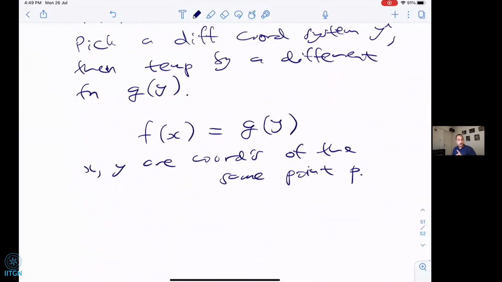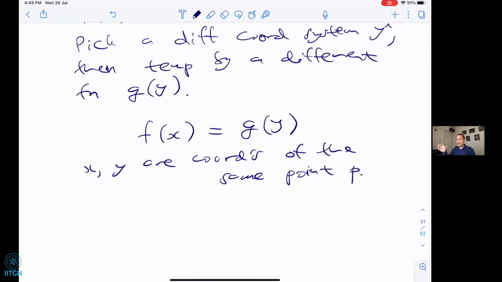And the constraint on it is that the function f evaluated at the point x in Cartesian coordinates is the same as the other function g evaluated at y, where x and y describe the same point on the original manifold. So f and g really differ because of the homeomorphism in different charts. Okay, but the point is the same.